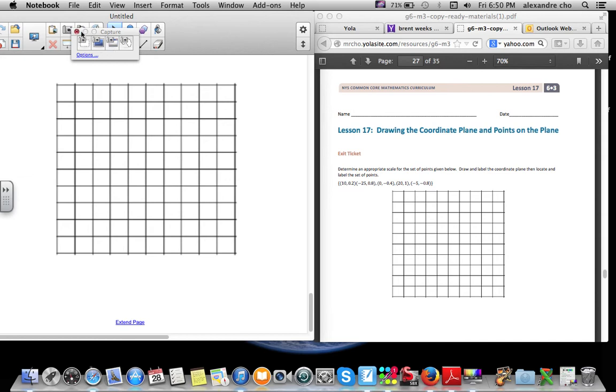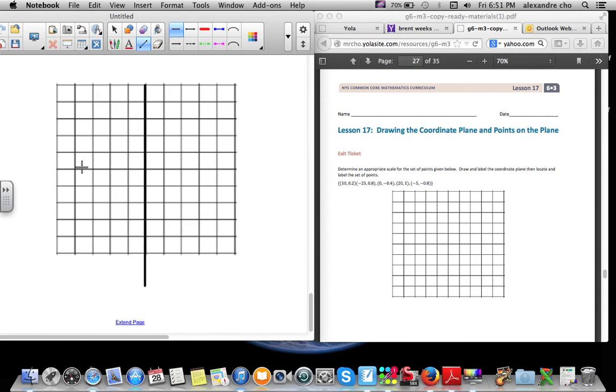They want us to create a graph here. I guess the point is to make sure that you use the appropriate scale. You'll see what I mean in a second. So here we go, and we'll choose a color.